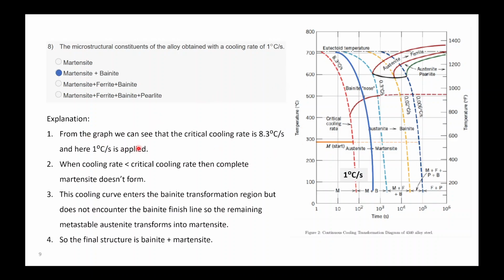So from this graph we can see your cooling rate is lower than the critical cooling rate. So martensite will form along with your bainite as well. This cooling curve enters the bainite transformation region but does not encounter the bainite finish line. So the remaining metastable austenite transforms into martensite. So the final structure will be bainite plus martensite.